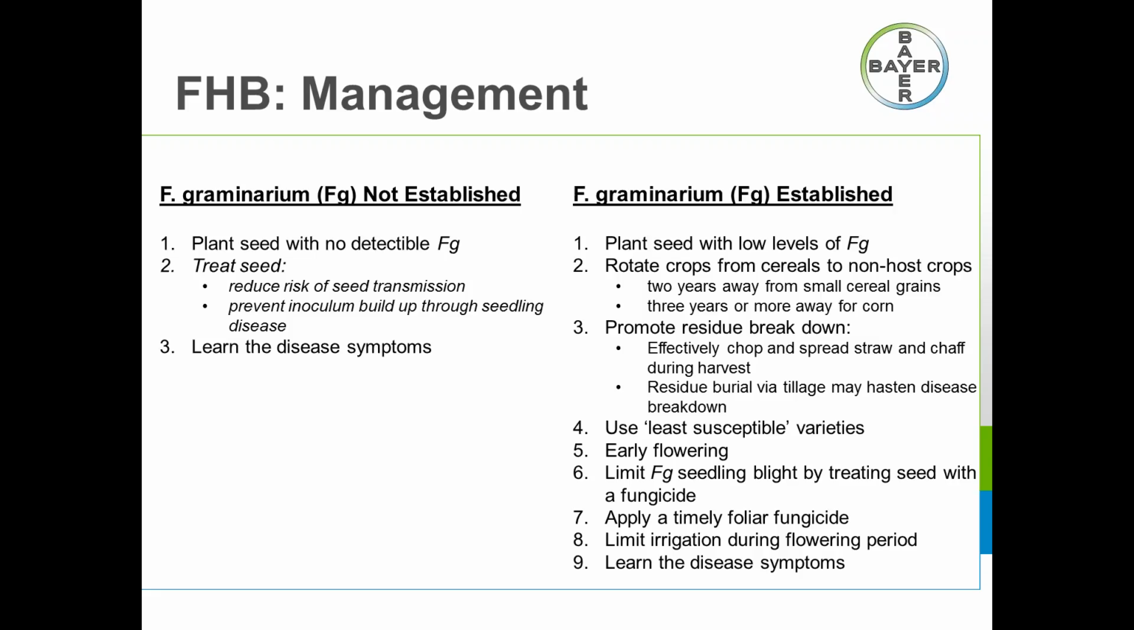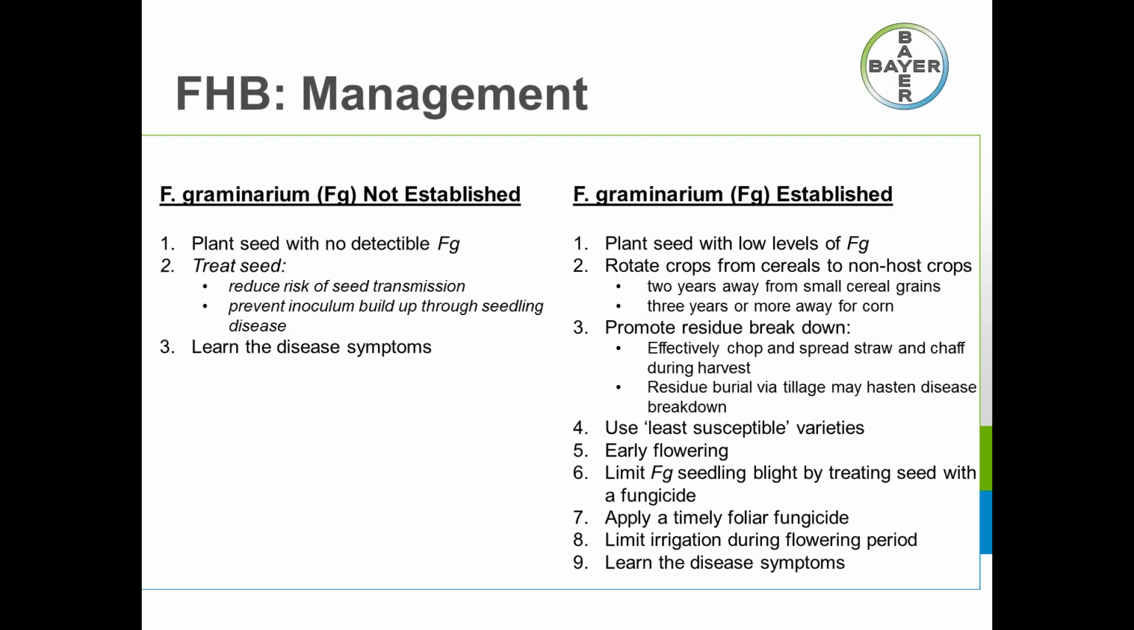And learn the disease symptoms so that you can be scouting for it during the season to understand if you are going to be impacted by FHP in future. If it's established in your particular area, your management is a bit more stringent, I guess. You need to continue, obviously, to plant seed that's of high quality. Rotating away from cereal crops to non-host crops, again, is a good cultural practice that will lower the inoculum in the soil and promote residue breakdown. So, having nice chopping and distribution, reduce burial, to hasten the disease breakdown is important.